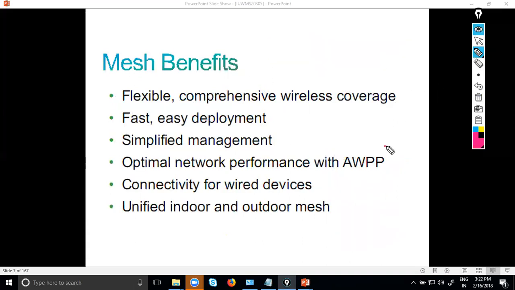Second, we can have connectivity for wireless devices or wired devices to a unified indoor and outdoor mesh. So mesh is really a very good idea to provide connectivity between two different buildings in your campus if you utilize it. And it will be really helpful for any network admin who is working for any company. And if any company has a small financial budget but still wants to achieve good Wi-Fi outdoors, this mesh will definitely be helpful for them.